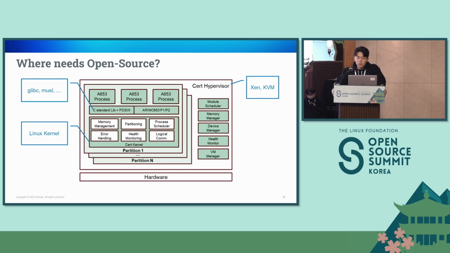To build such an architecture, we considered which open source software could be used. For the hypervisor, Xen or KVM would be suitable options as open source. As for the kernel, of course, the Linux kernel would be the natural choice. For the C standard library and POSIX support, glibc and musl could be used.